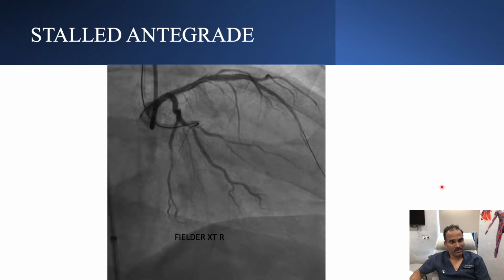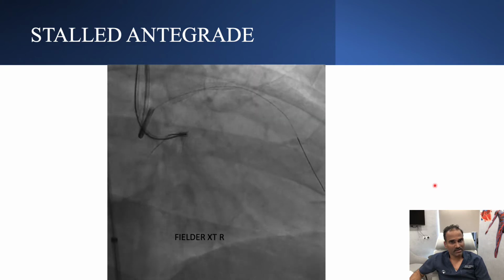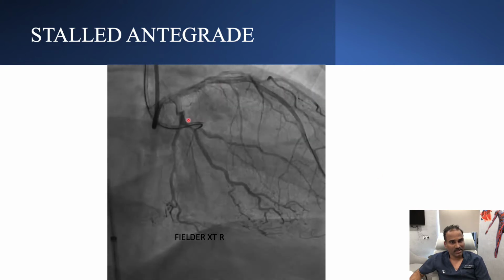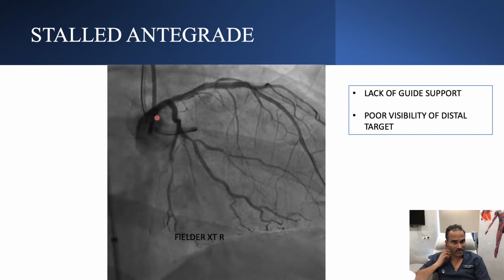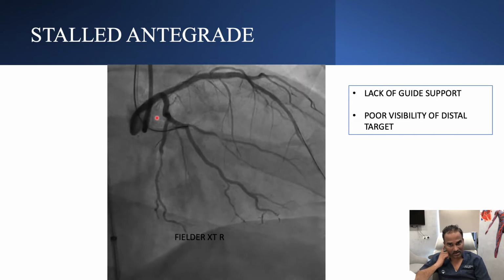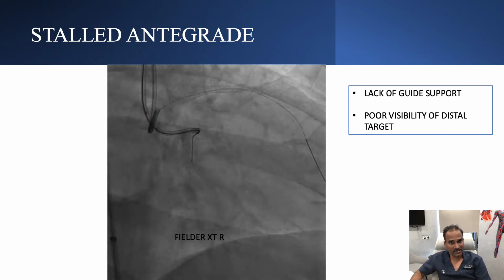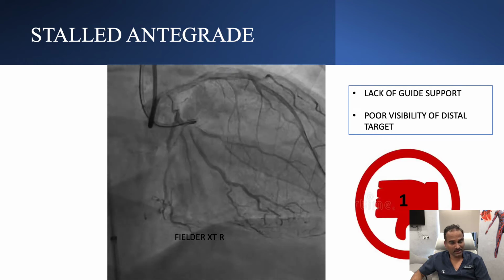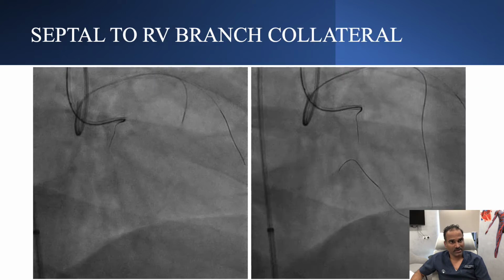We took a Fielder XTR to explore any microchannels, but this is where the Fielder XTR got stuck, and the guide is also not much supportive. Further advancement of the Fielder XTR or further wire escalation definitely needs good guide support. So this is the first hostility I had in this case. That's when we ended up in retrograde.